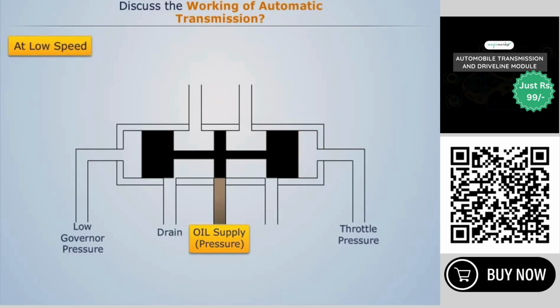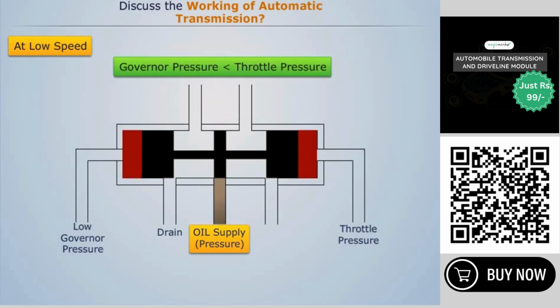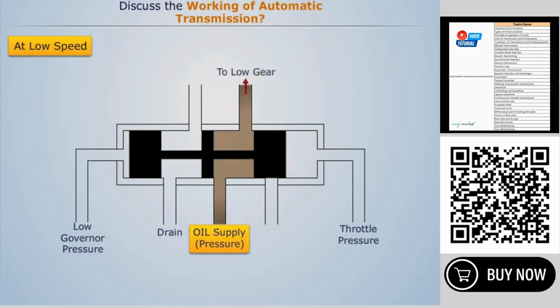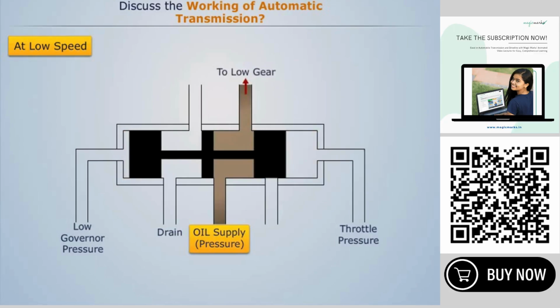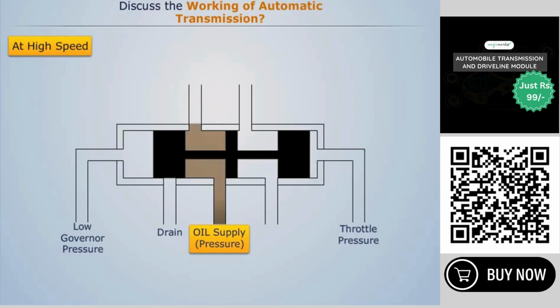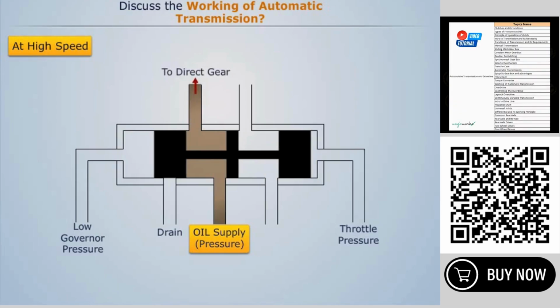At low speeds, the governor pressure is less than the throttle pressure due to less centrifugal force. This causes the shift valve to move left, thus connecting the oil to go to brake drum for applying low gear. Similarly, at higher speeds, the governor pressure increases and overcomes the throttle pressure, thus shifting the valve to right and connecting the oil supply to the system engaging direct gear.